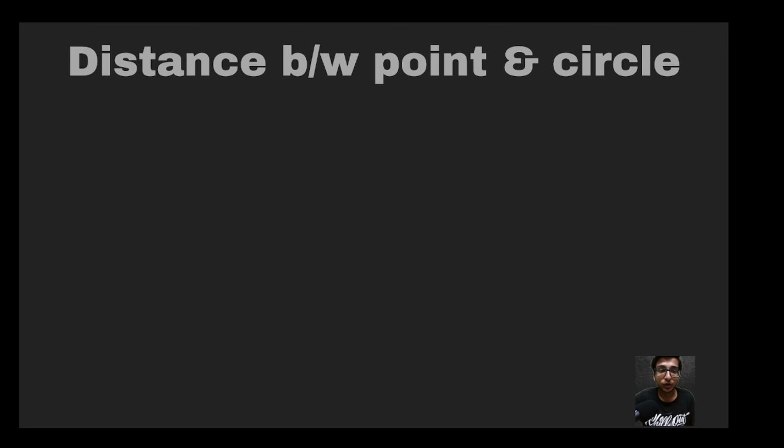Now let us try to learn about the distance between a point and a circle. So let's say a circle has been given. There are two things that you can find out about a given point: either the maximum distance from the circle or the minimum distance from the circle. So of course, if let's say a point is lying here, what would be the minimum distance from the circle? This would be our minimum distance.